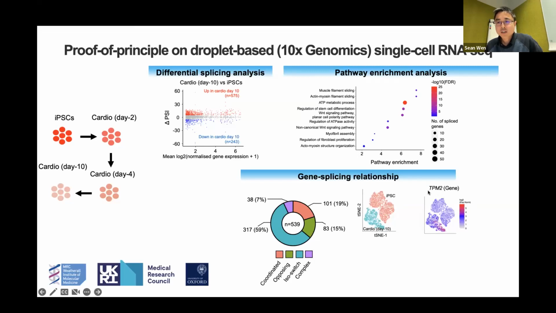If we look at this gene called TPM2, you will see that there's virtually no difference in expression between these two cell groups. But if you look at the expression of splice junction number 1, you will see that it is more highly expressed in the cardiomyocytes. Whereas if you look at splice junction number 2, the pattern is the opposite. It is more highly expressed in the stem cells. So this illustrates the power of splicing analysis, where you can detect patterns that are invisible at the gene expression level.